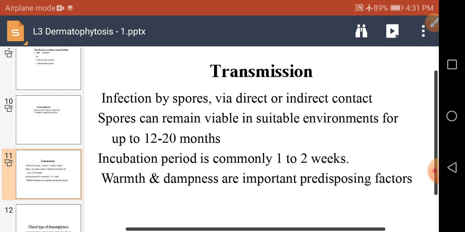The spores can remain viable in the suitable environment for up to 12 to 20 months. Viable means alive and able to infect. The incubation period is commonly 1 to 2 weeks. The incubation period is a duration of time from the start of the infection up to the appearance of the disease. Warmth and dampness are important predisposing factors. They facilitate the occurrence of the disease.